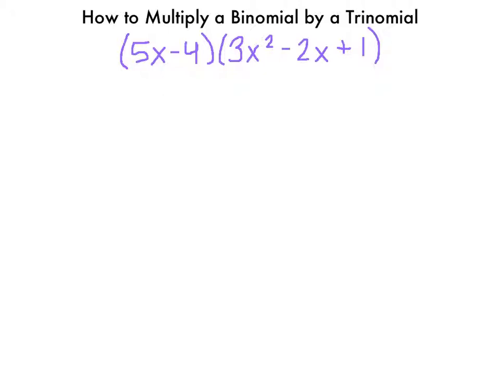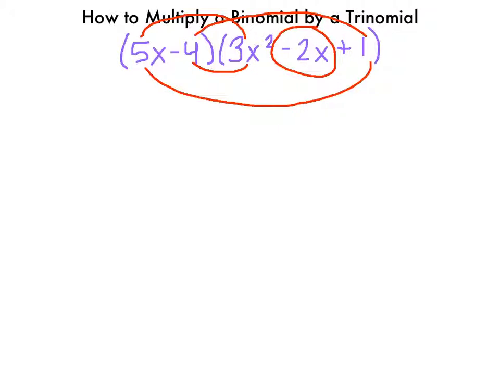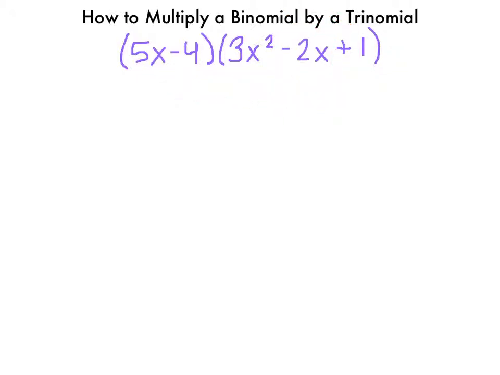And I'm going to go ahead and explain why the FOIL method is not going to work here. If we multiply the first terms, the outer terms, the inner terms, and the last terms, you're not multiplying anything by this negative 2x. So the FOIL method technically does not work. So I'm going to show you one way you could multiply all these together, and then I'm going to go ahead and use the box method.